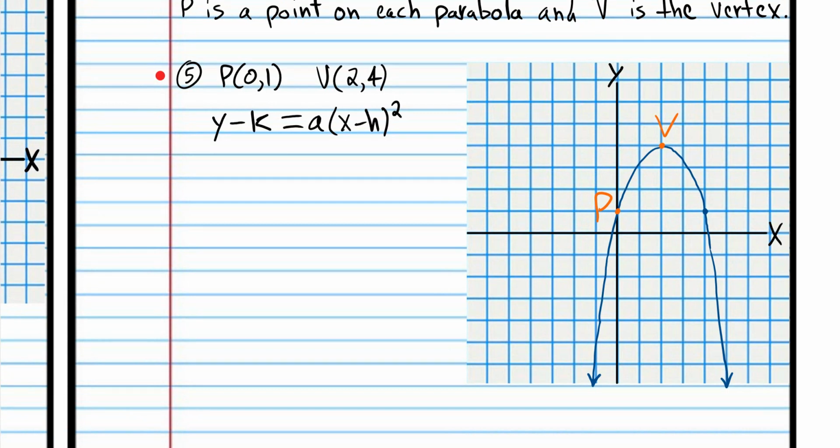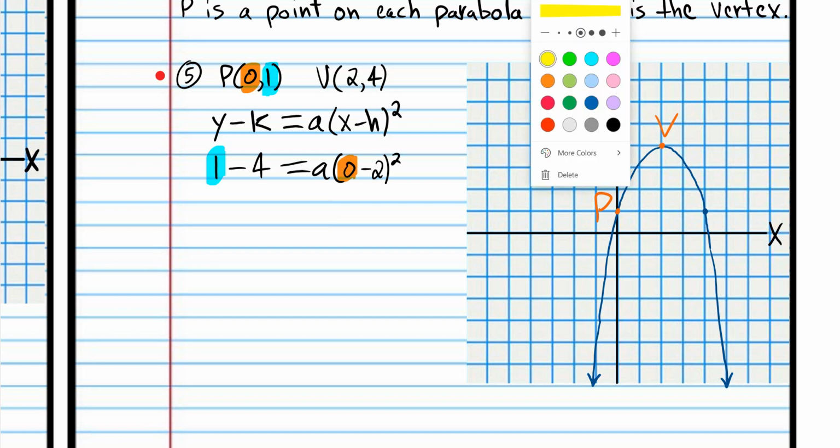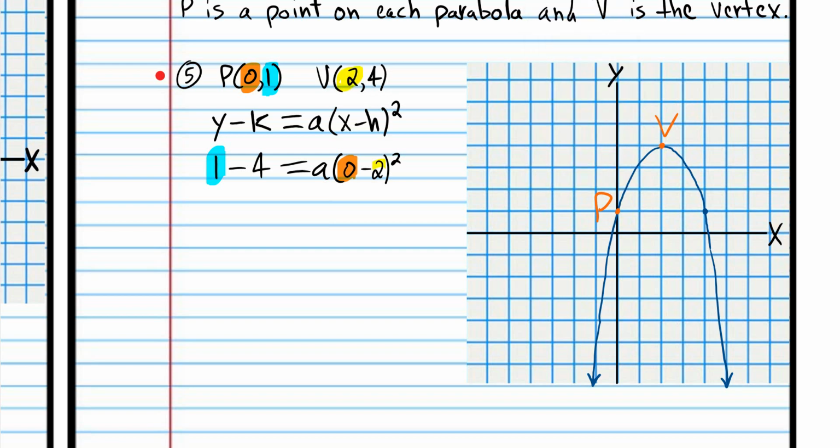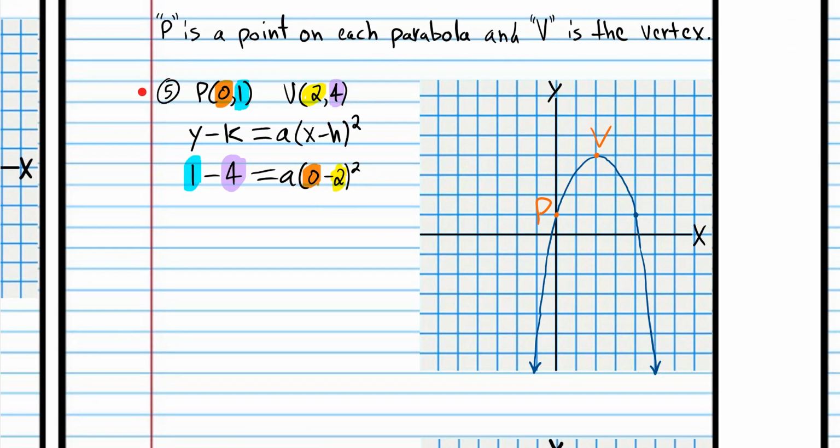Okay, so now I'm going to make this very clear. I'm going to plug in the y value of the point P here. I'm going to plug in the y value of the vertex here. And I'm going to plug in the x value of the point here. And I'm going to plug in the x value of the vertex here. So just to be absolutely clear, I got that number from there. And I got this number from there. And I got this number from there. And this number from there. So let's make sure we did all that correctly. Everything looks right.